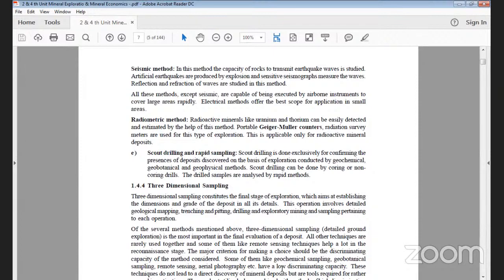Coming to the next one, the radiometric method. In the radiometric method, we study radioactive minerals like uranium, thorium, and lead. These can be easily detected and estimated with the help of the radiometric method. Portable Geiger-Müller counters and radiation survey meters are used for this type of exploration. This is applicable particularly only to radioactive mineral deposits.